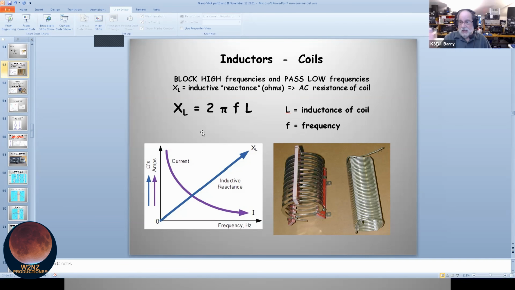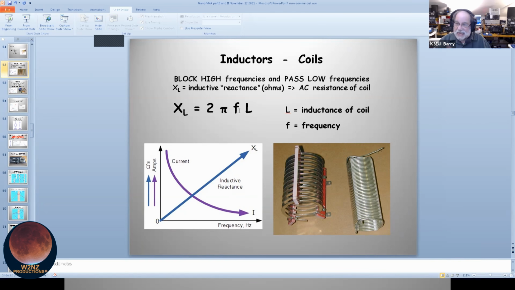Inductance is like inertia. So the formula for the amount of resistance, called reactance, is 2 pi, well, they're just constants, the frequency, and then the inductance. What's the inductance of the coil? Well, that has to do with how much wire there is, the size, the kind of materials. But f is the frequency. That's the important thing.